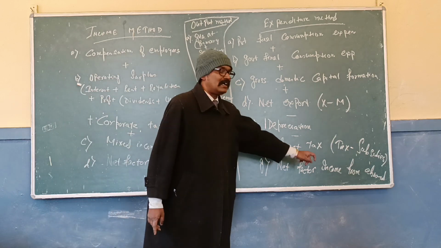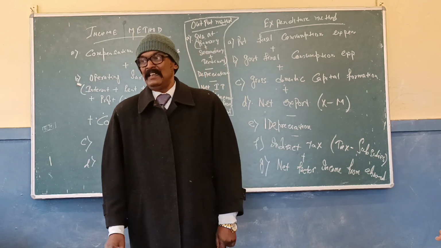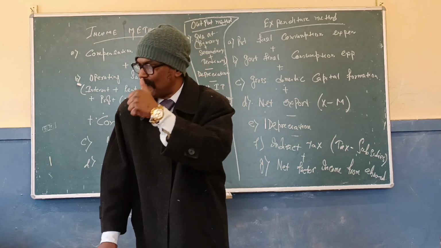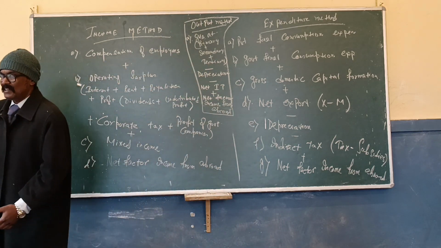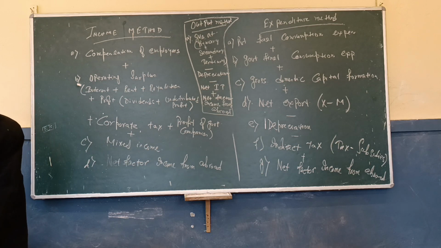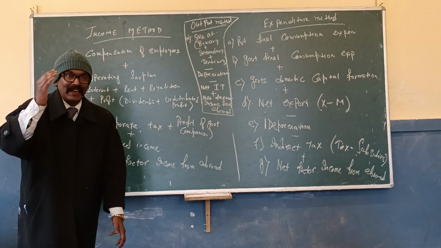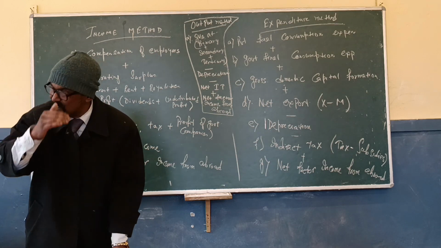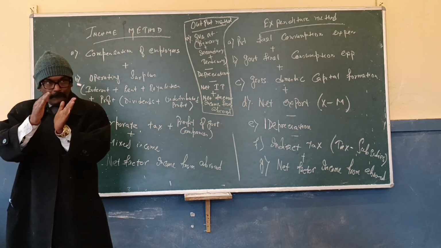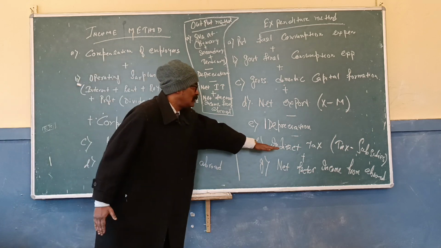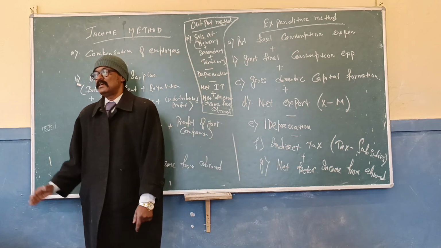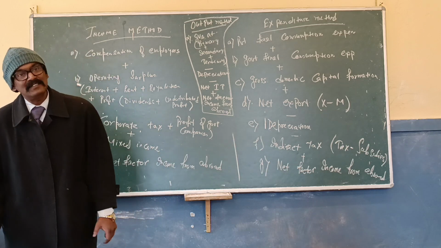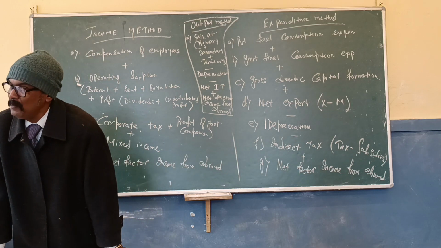Then we have to deduct the net indirect tax. If I write indirect tax, it is wrong. It is net indirect tax. What is net indirect tax? Net indirect tax is indirect tax paid to the government minus the subsidy received from the government. And the last one is same as that of the income method, that is net factor income from abroad.